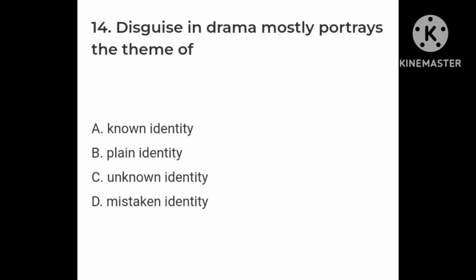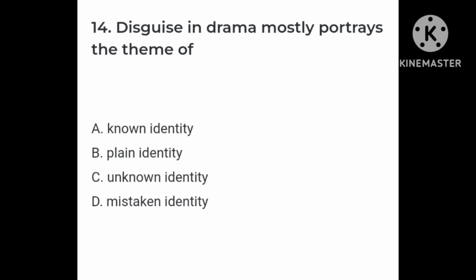This is question number 14. The question says, this guy in drama mostly portrays the theme of. In the options, we have option A, known identity. Option B, plain identity. Option C, unknown identity. Option D, mistaken identity. Before we answer the question, let us explain the meaning of the options.